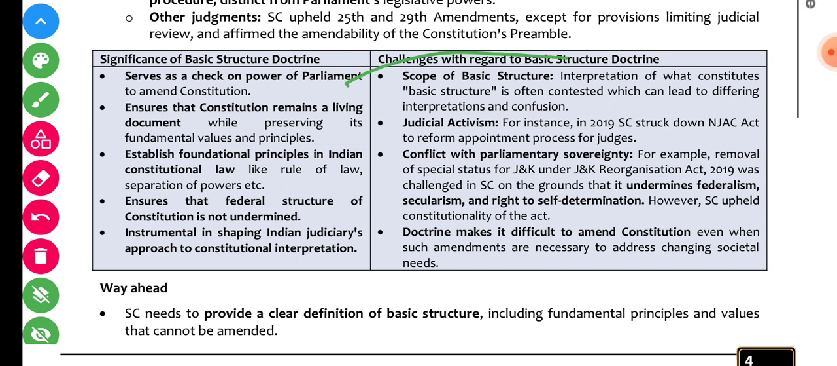Scope of basic structure. What is the scope? Interpretation of what constitutes the basic structure is often contested, which can lead to differing interpretations and confusion, and judicial activism. For instance, in 2019, the Supreme Court struck down the National Judicial Appointment Commission Act, which aimed to reform the appointment process for judges, in conflict with parliamentary sovereignty.